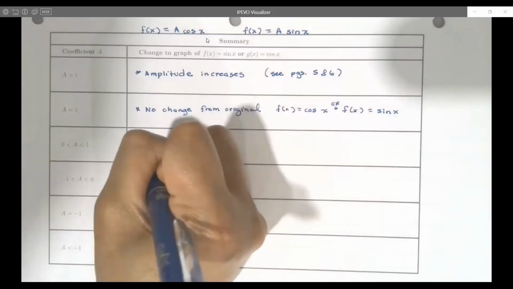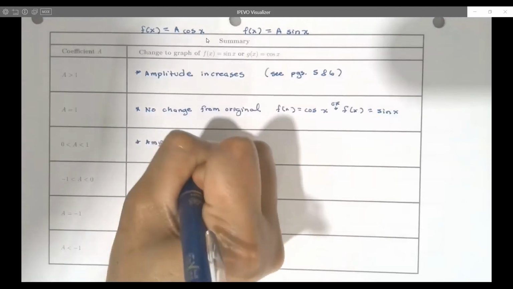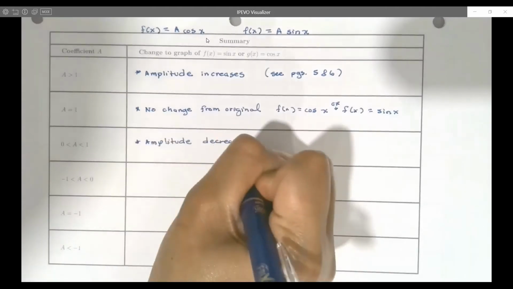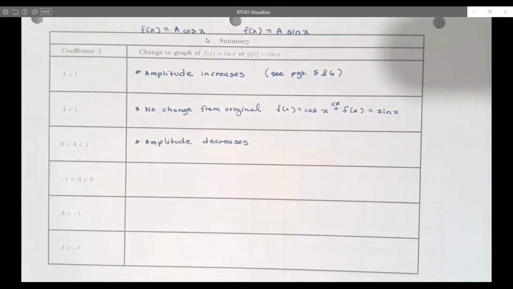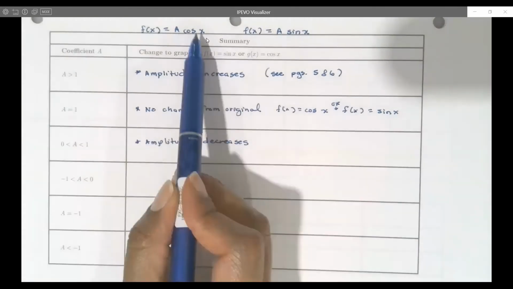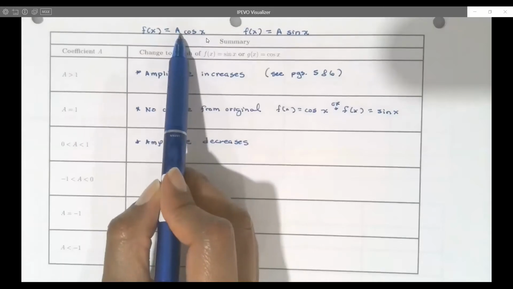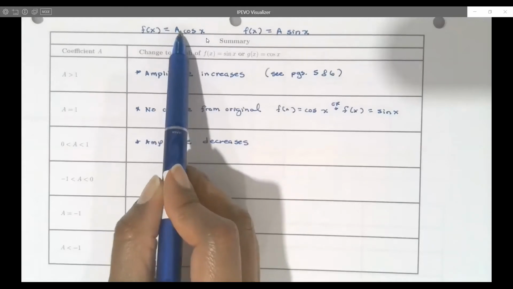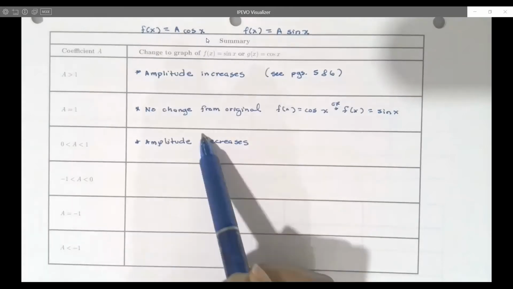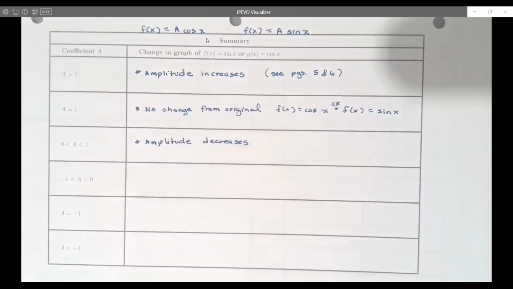The reason being is that normally sine and cosine make it all the way up to 1, right? But if that 1 is being multiplied by, let's say, a third, or by 0.12, it's going to make it shrink to that value, whatever the fraction might be, which is going to be less than 1. So the amplitude is going to decrease. As examples, you can refer back to page 7 and page 8.